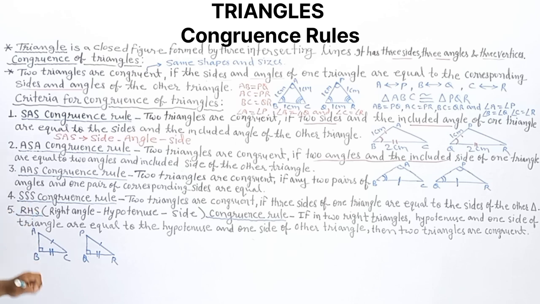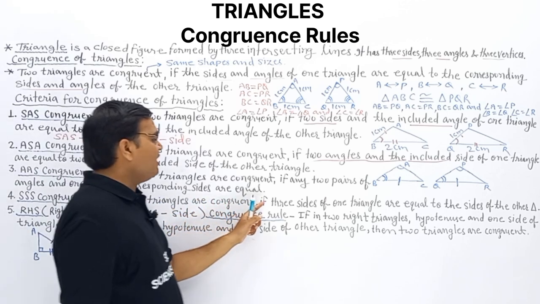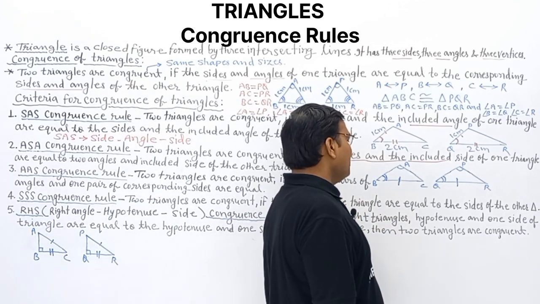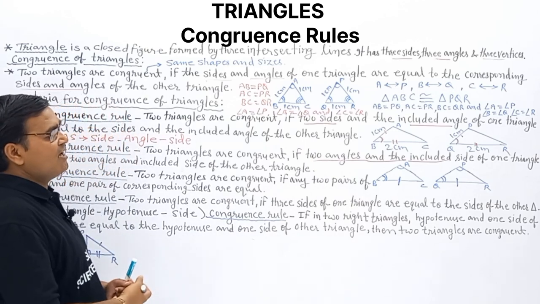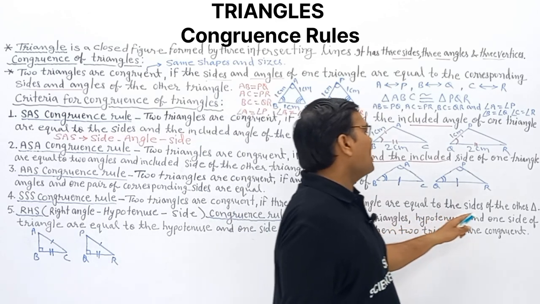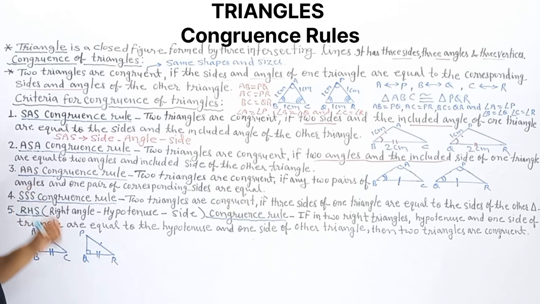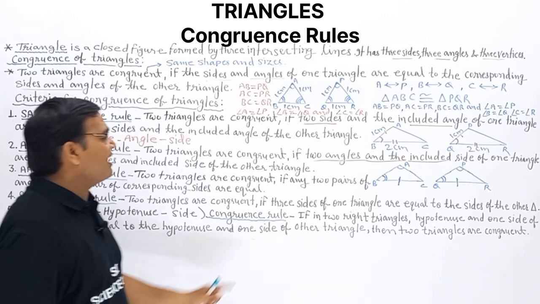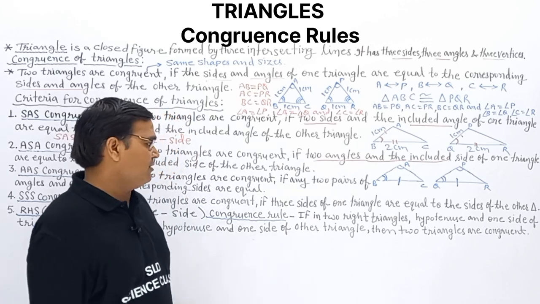Now the fourth one, SSS congruence rule. What is the meaning? Side side side congruence rule. Two triangles are congruent if three sides of one triangle are equal to the three sides of the other triangle. What is the meaning? Three sides of one triangle are equal to the sides of the other triangle.